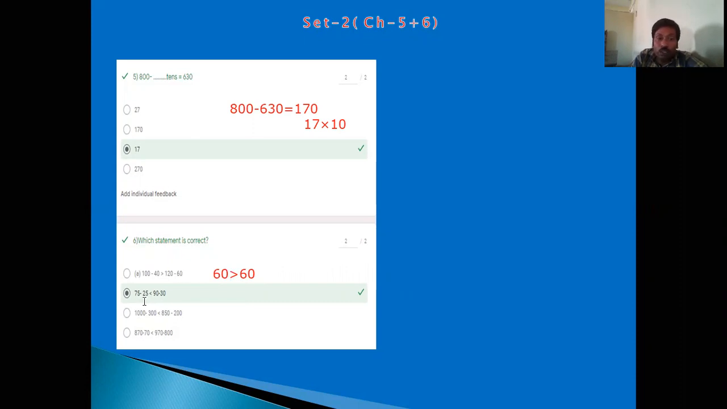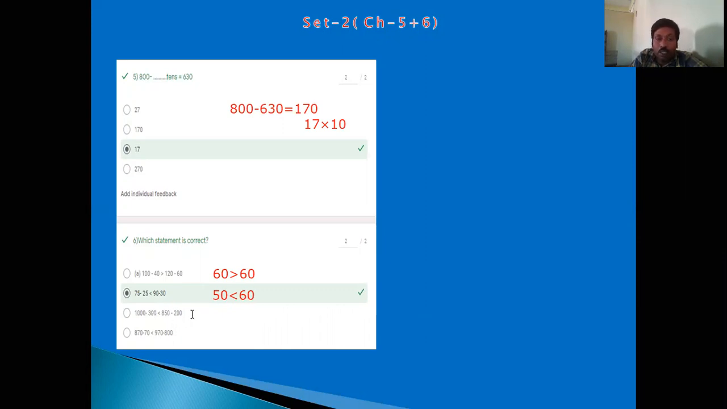Go to the next question. 75 minus 25. When we subtract 75 minus 25, we get 50. And here is the sign. 90 minus 30, we get 60. So this statement is correct because 50 is less than 60. Now check the next options also.